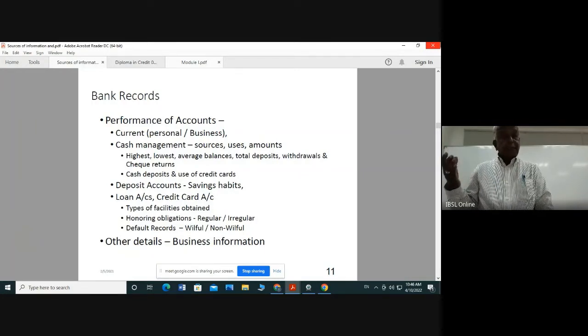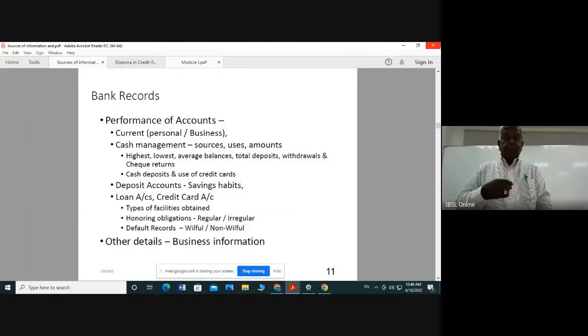Then the cash deposits and use of credit cards. If it's a personal customer, use of credit cards, how they are using it. So cash management, how is the cash management of your customer? You can analyze. It will be very, very useful.